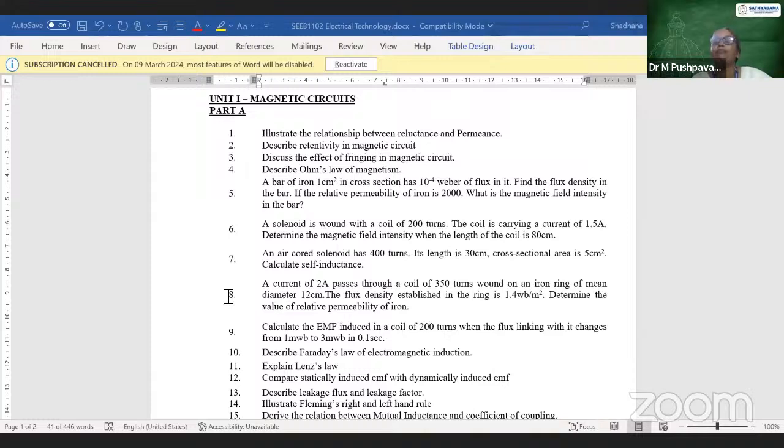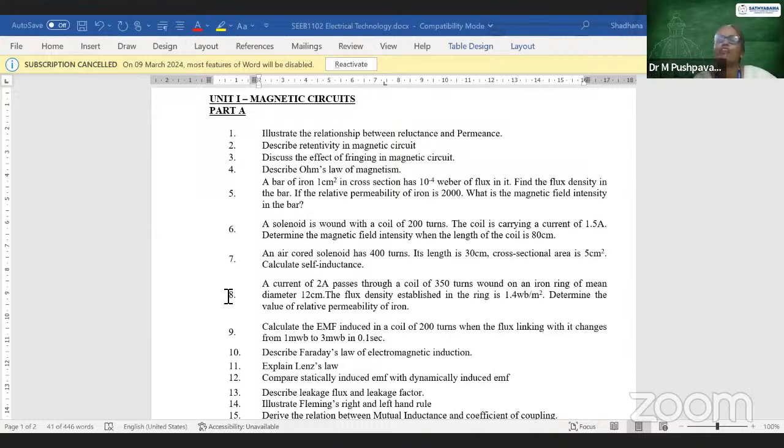Retentivity: in the BH curve, we will see how it gains its magnetic property, all explained by the term retentivity. Fringing effect means that while the flux passes through the air gap, it bulges towards the end of the air gap. At that time, the area of cross section increases, so flux density decreases. That is the effect. Ohm's law of magnetism.